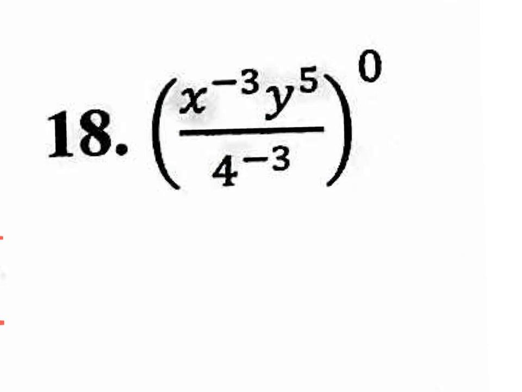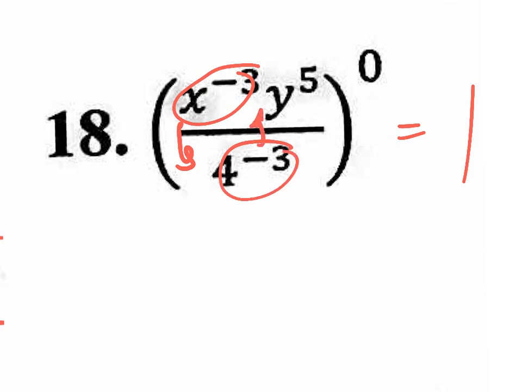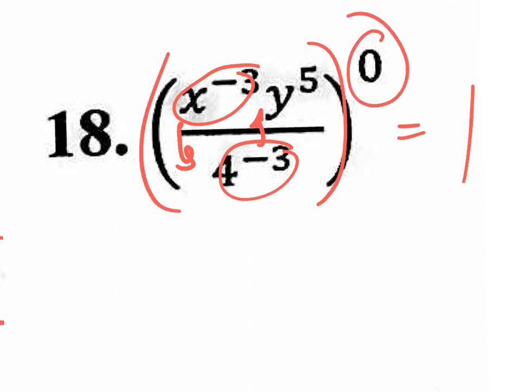Number 18. Now this one looks like a multi-step problem, but you do know the easiest rule, the favorite rule, anything to the power of 0 is 1. And this whole thing is in parentheses. So this whole thing is to the power of 0, so the whole thing is 1. I mean, it would be pointless to move this one down and that one up. Because if the whole thing is to the 0 power, then the answer is going to be 1.